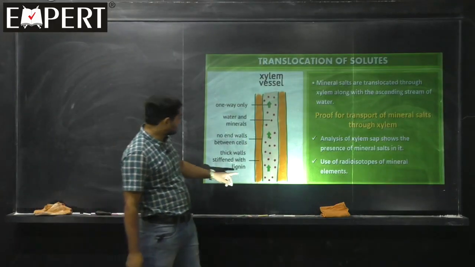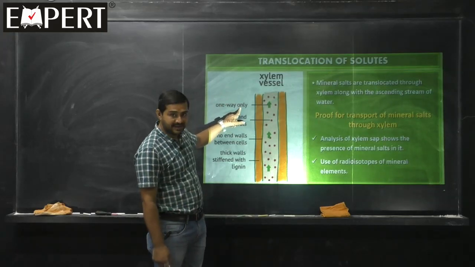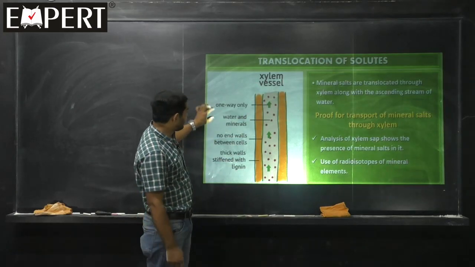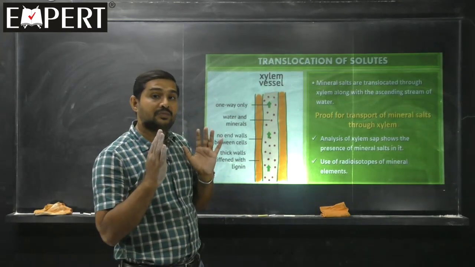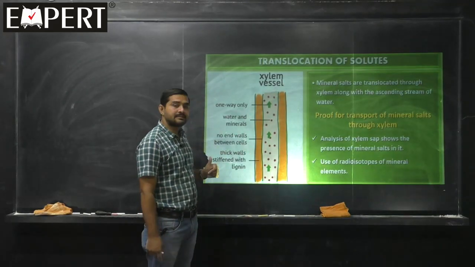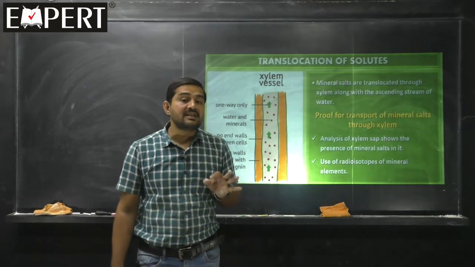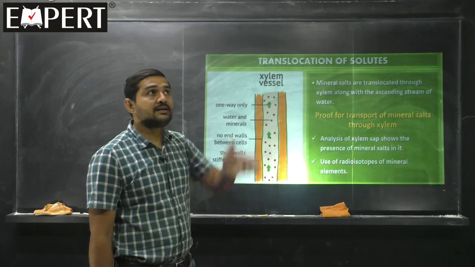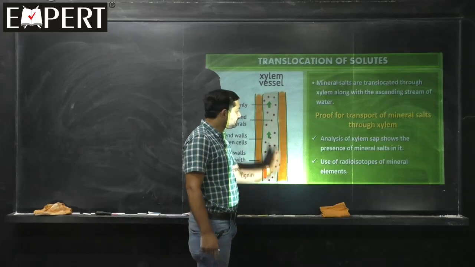So this is what we were discussing here. This is regarding the one-way movement of the minerals occurring in the xylem vessel. See, here is a xylem vessel where water and minerals are present. That means water and minerals are now moving as a mass flow, that you should remember. No end walls here, because you know that it's a continuous column because of the cohesion tension theory. I will not discuss it once again here. Because of that, a continuous column has been formed. Thick lignified walls are there.